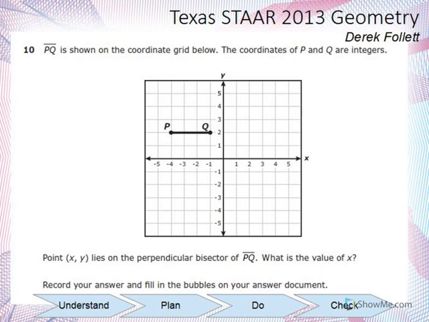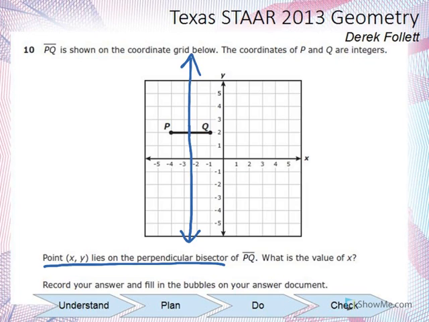We can see that line segment PQ, but then it says point XY lies on the perpendicular bisector. So we have to remember what a perpendicular bisector is. Well, it bisects the segment, so it cuts it in half. So it's going to go through it about here, and then it's going to be perpendicular to that line PQ. So it's going to look something like that.